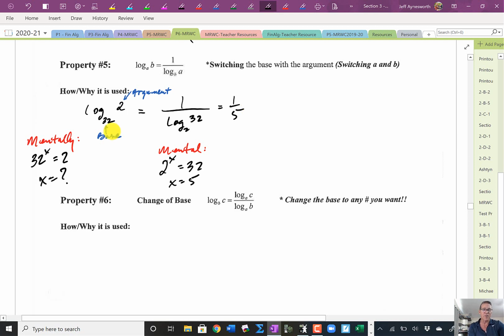Like I said earlier, this is a fraction, not a whole number, because 32 to a whole number gives you a huge number. Like 32 squared is 32 times 32, so the answer can't be a whole number. It's got to be a fraction.